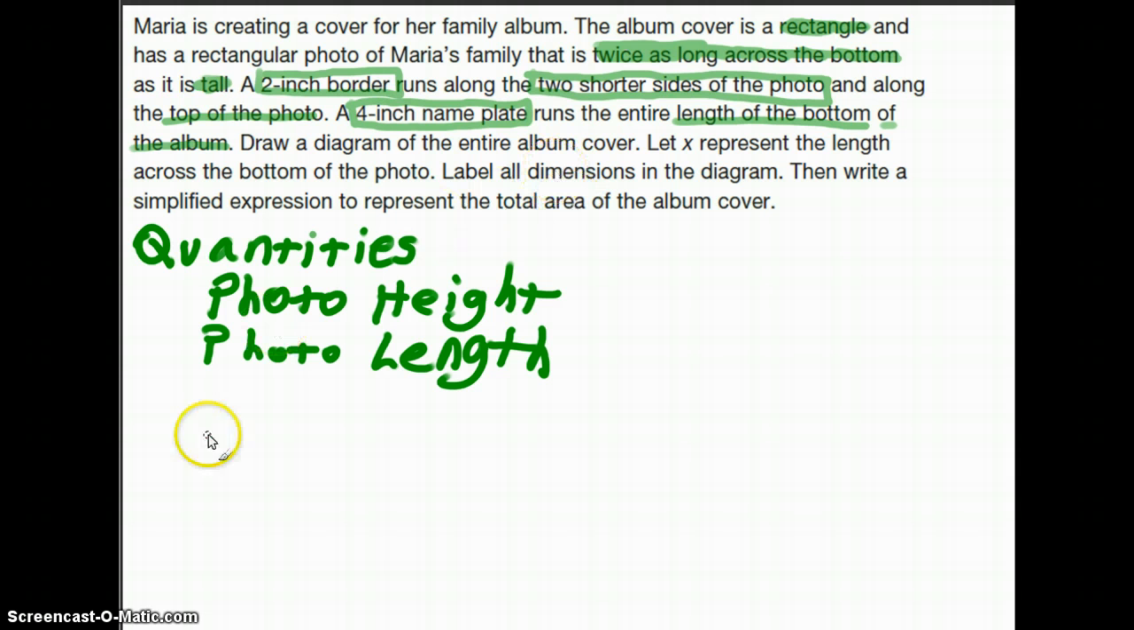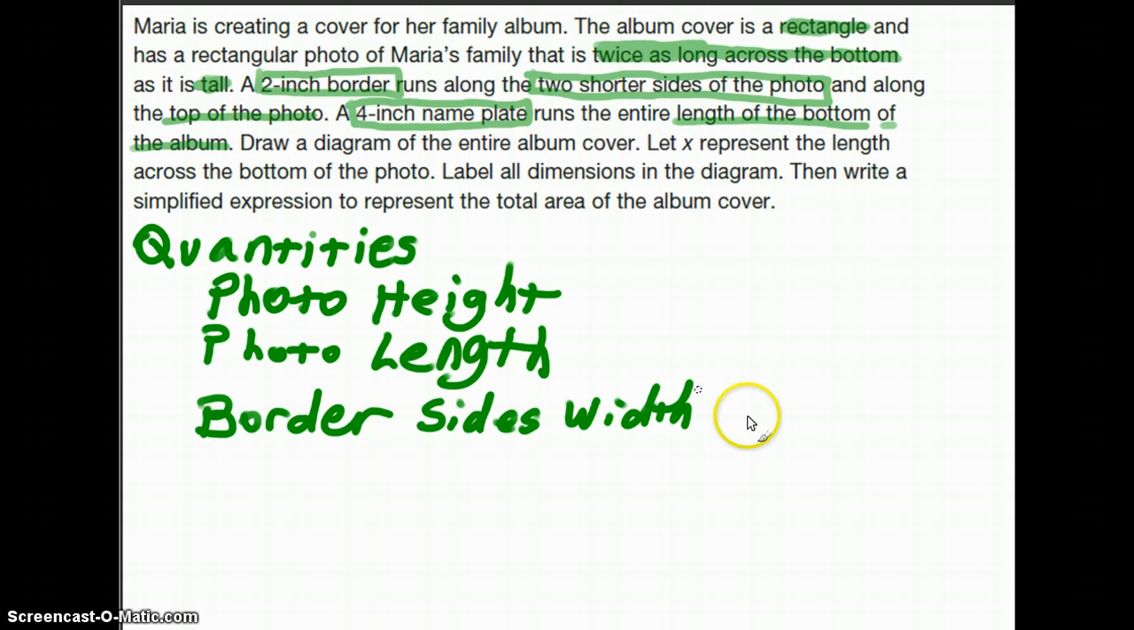The other thing that we know we're going to be dealing with is this 2-inch border. So we're going to be dealing with the border in actually two different places. We're going to be dealing with the border on the sides, and we're going to be dealing with its width, and we're also going to be dealing with its length. I'm not going to say height so much as length, because when you deal with a border, the border has a width, and when you unroll a border and put it around something, you're measuring out how long the border is. So we're going to call that length.